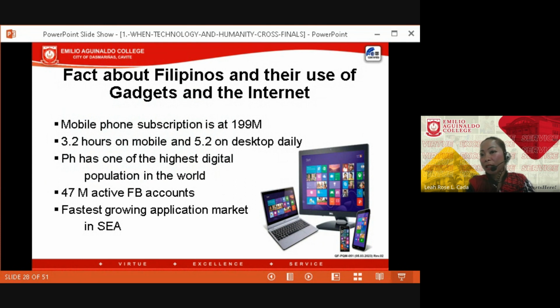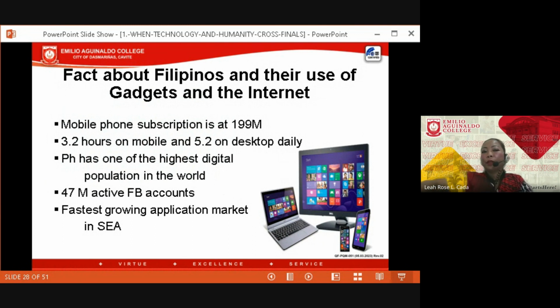So what does this tell us? One person could have two mobile phone subscriptions or three. And yeah, we spend most hours in mobile for an estimate of 3.2 hours and on the desktop for around 5.2 hours daily. And if you would count all the 192 member countries of the UN, yeah, I guess you could just include all other countries that were not members of the UN. Ano na siya? Our country has the highest digital population in the world. Okay, our digital presence is everywhere.